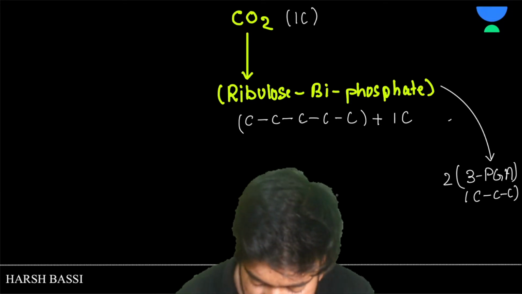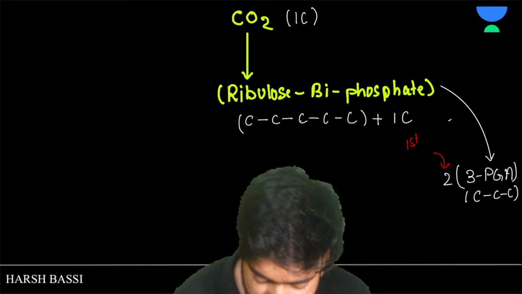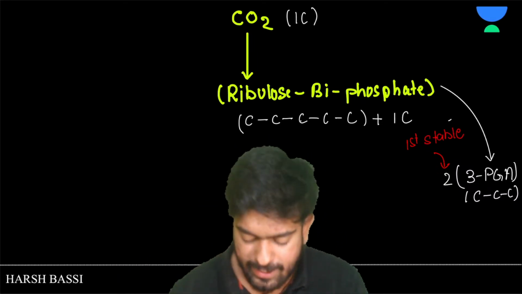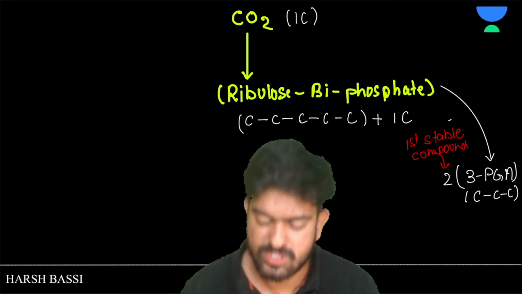Okay. So 3-PGA is what? It is the first stable compound. Yes or no? Are you able to remember things? Yaad ho raha hai kya? First stable compound. Yes, sir. Okay. This is the first stable compound.